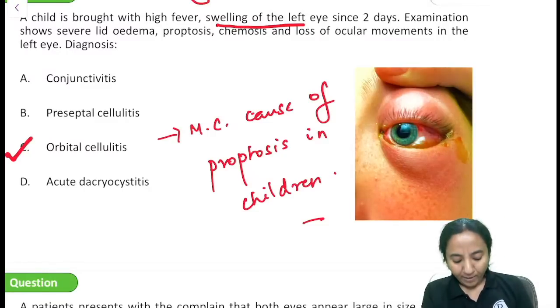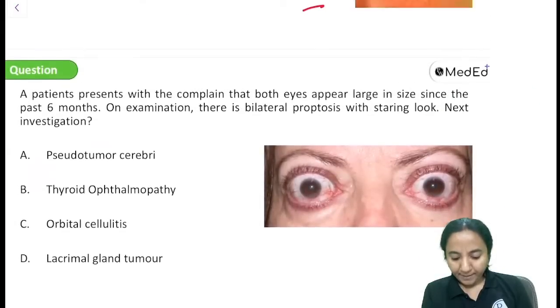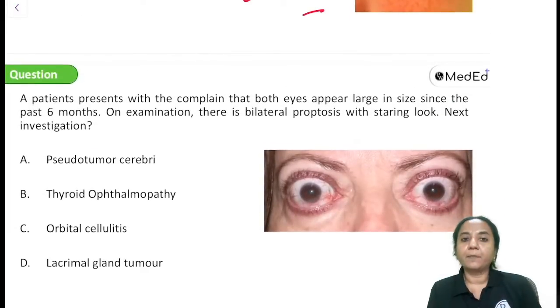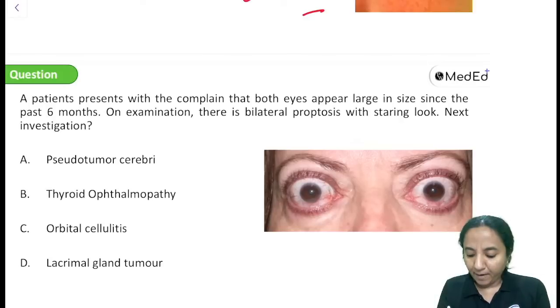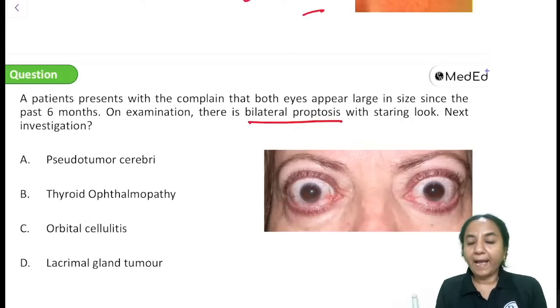On the same lines, look at the next one. A patient presents with a complaint that both eyes appear large in size. So you are getting bilateral proptosis here and this kind of staring look, a staring or frightened look.